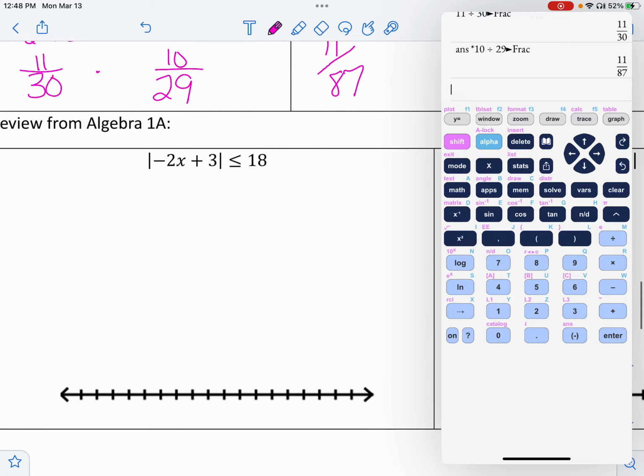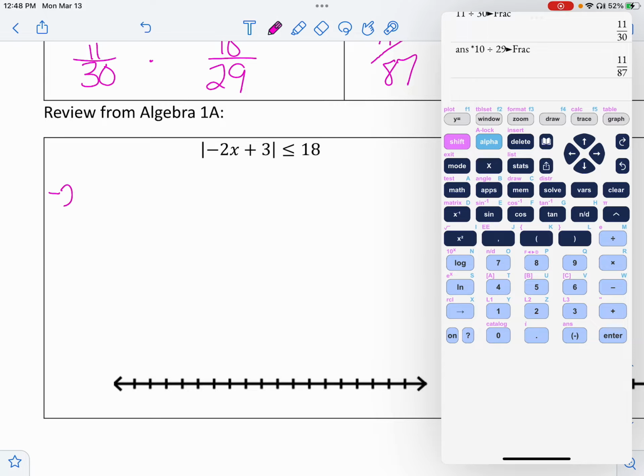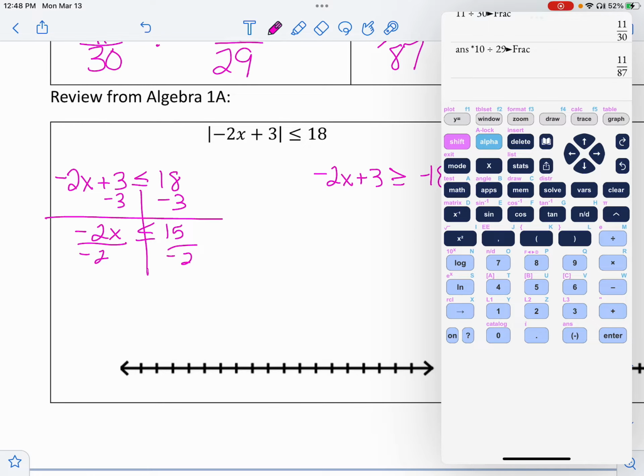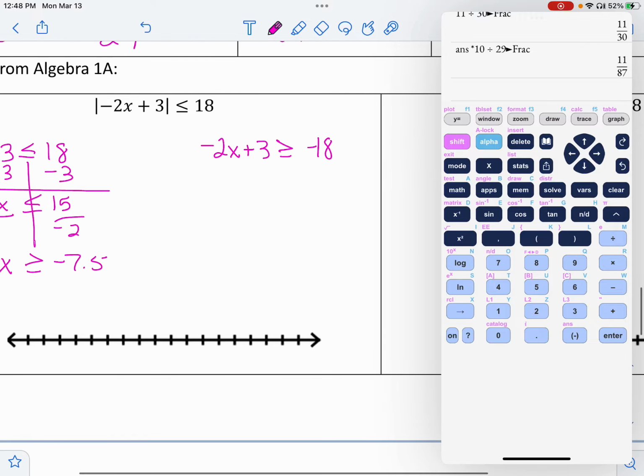Okay, now what we're going to do is some quick review of Algebra 1A. So we are going to do our absolute values, which we have been doing, separate them into two, flip the less than to a greater than, and the 18 to a negative on your second one. Both of them, you will take away 3. Negative 2x is less than or equal to 15. Divide by negative 2. Because you're going to be dividing by a negative, I will show that step. Dividing by a negative will flip your sign. Please remember that. So it's negative 7.5.